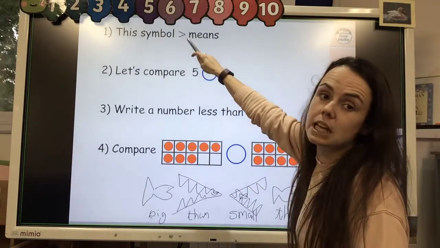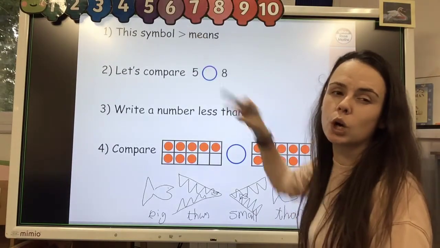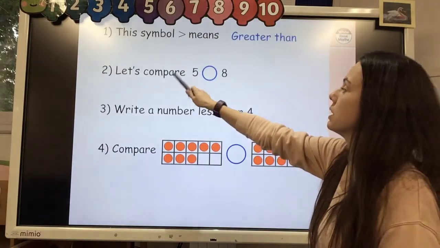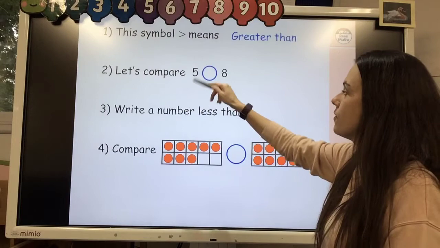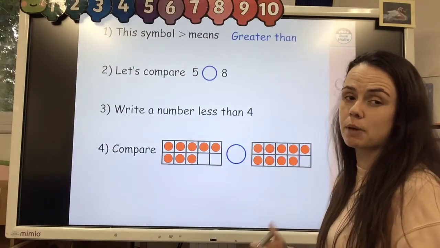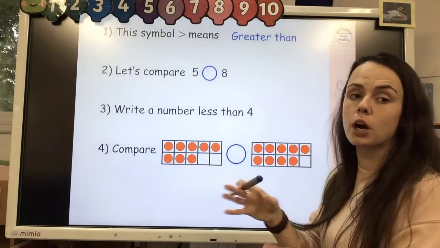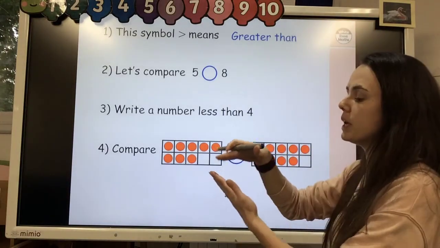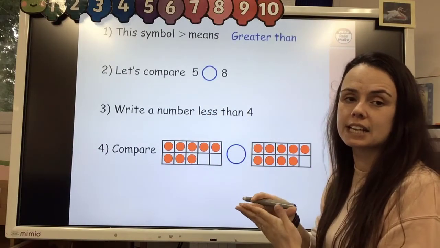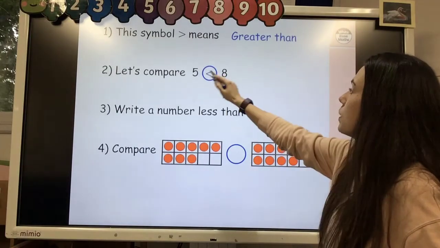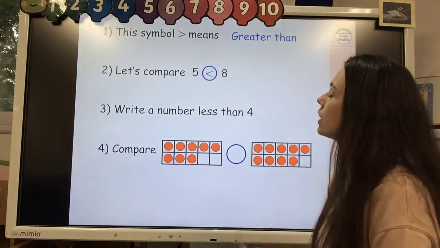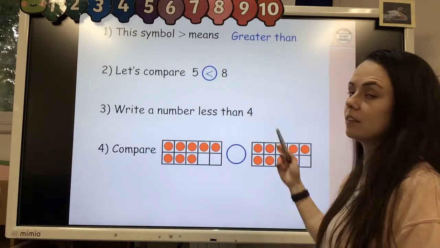So this one is either more than, bigger than, or sometimes we say greater than. So this one says let's compare. Is 5 bigger than, smaller than, or the same as 8? Remember our crocodile teeth. Is 5 bigger or smaller than 8? It's smaller than 8, isn't it? So it'll be this way round, because it will be smaller number getting to the bigger number. Well done.